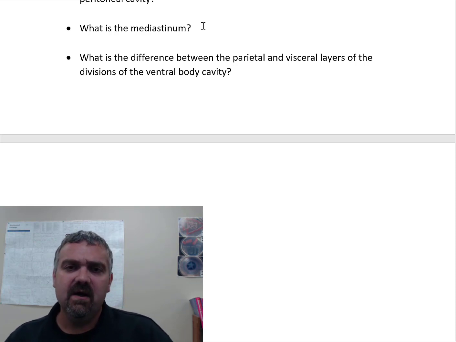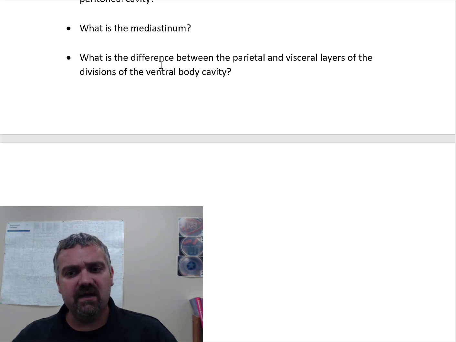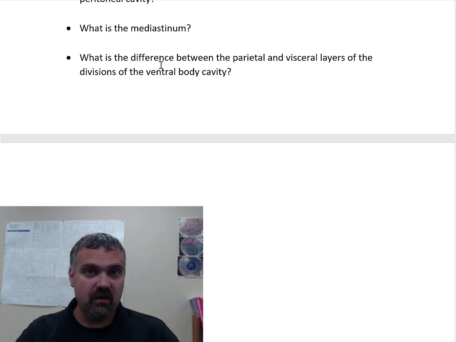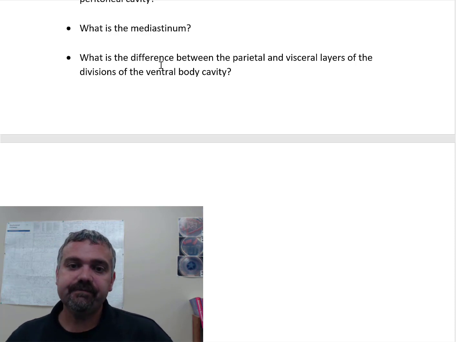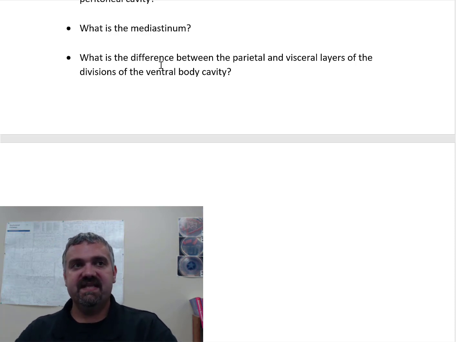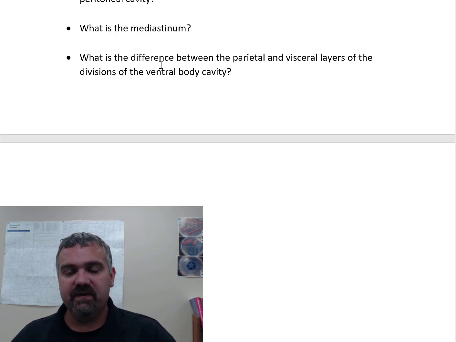All right, last point here. What is the difference between the parietal and visceral layers of these divisions? So, like I said before, parietal means body wall, visceral means organ. So the visceral layer is on the organ, the parietal layer lines the cavity. And what they do is they reduce friction when your organs move. You wouldn't want there to be pain or heat every time your bowel moved, every time your heart beat, etc. So that's why these layers are there, and that's what they're called.